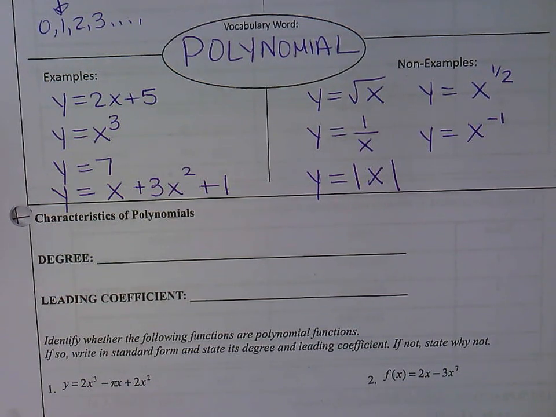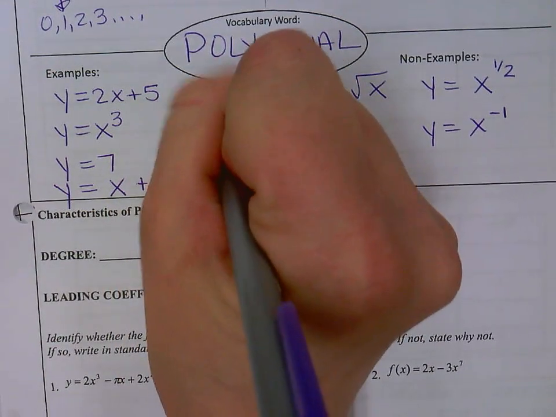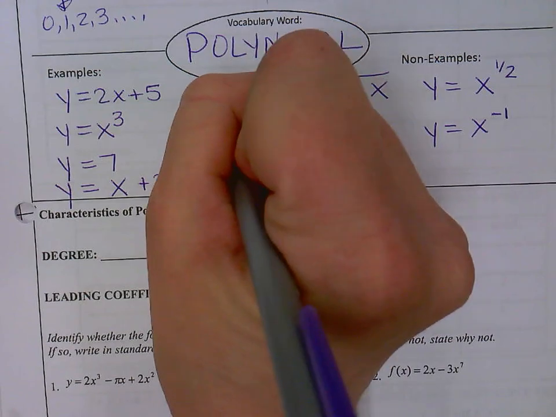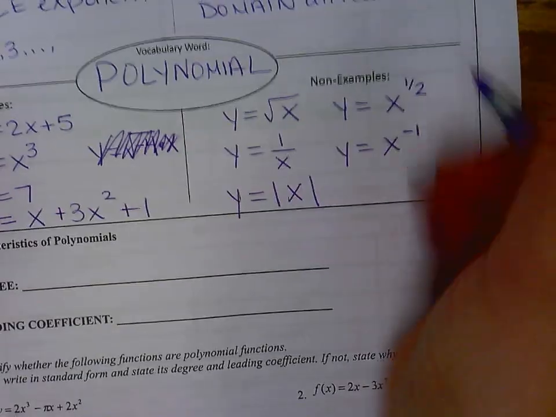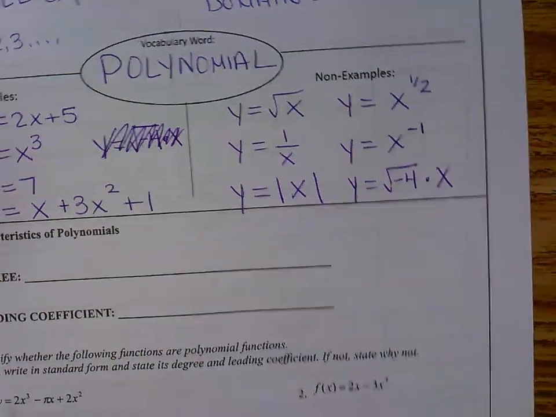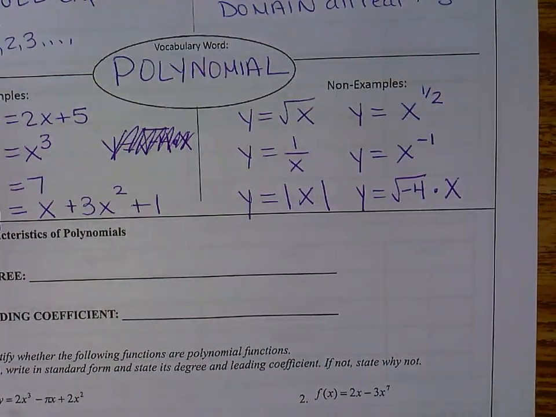Oh, there's another one we should write down. How about the square root of negative 4 times x. Oh, sorry, this is non-polynomial. The square root of negative 4 times x. Why is that a non-polynomial? What is the square root of negative 4? Undefined, right? It's not a real number. So anything that is not a real number goes over here in the non category.